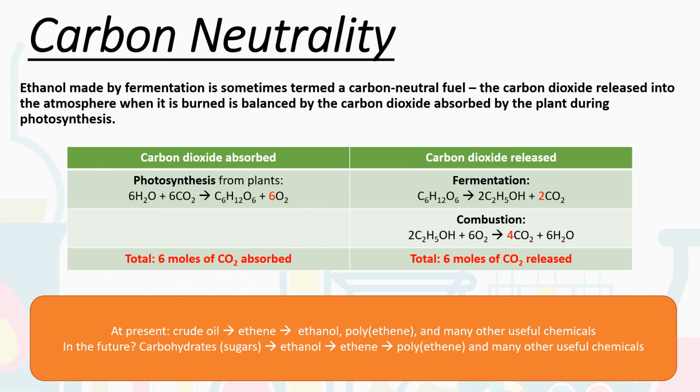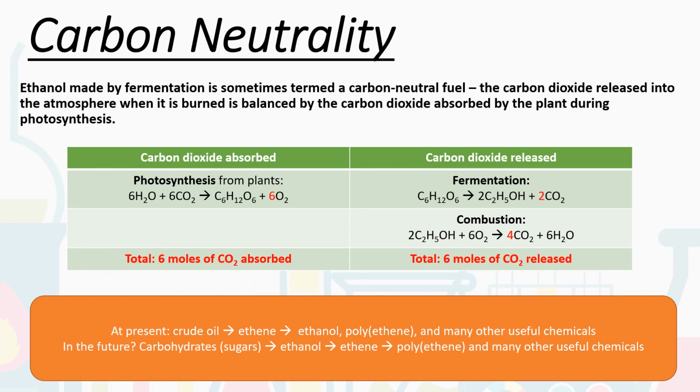So at present, we take crude oil. From that crude oil, we get ethene. We convert that ethene to ethanol. We also can make polyethylene, the polymer, and many other useful chemicals. But the key thing is it comes from this non-renewable crude oil.